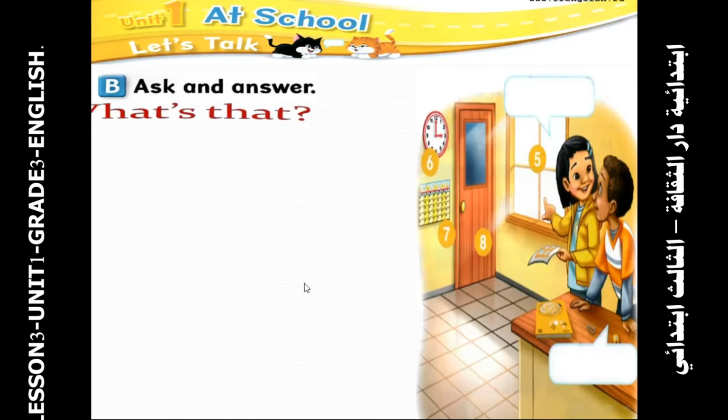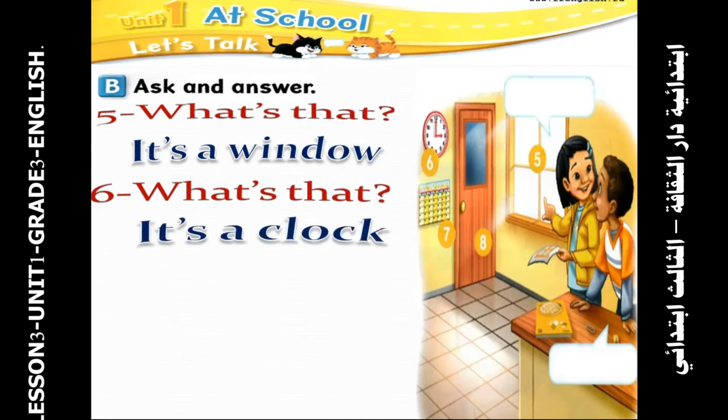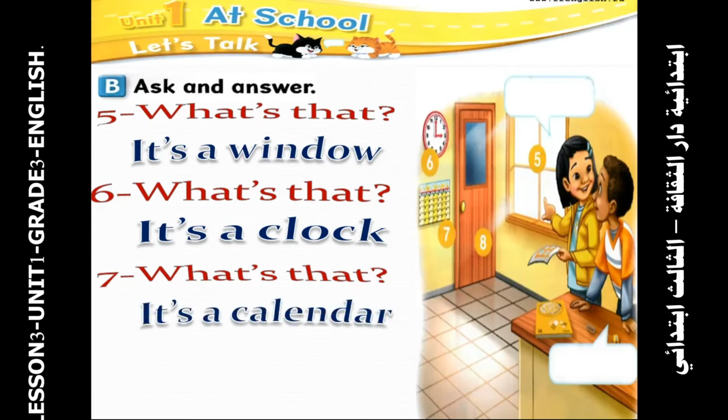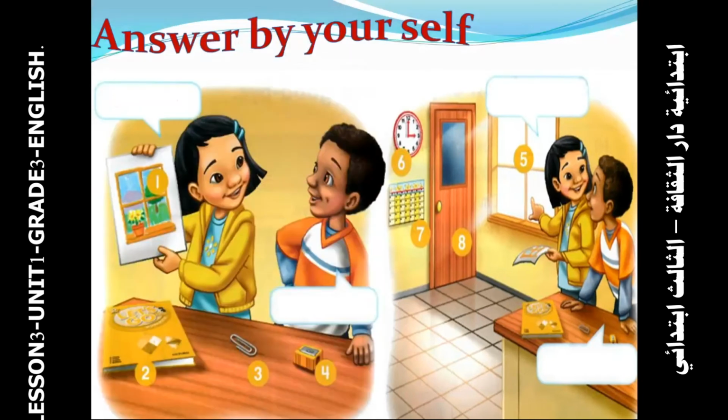Number 5. What's that? It's a window. Number 6. What's that? It's a clock. Number 7. What's that? It's a calendar. The last one, number 8. What's that? It's a door. Now, you can answer by yourself.